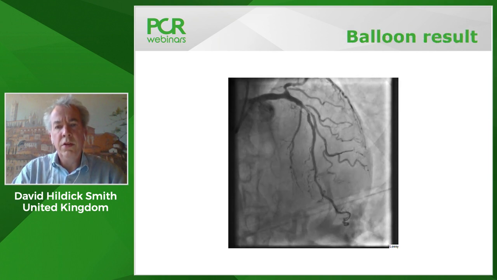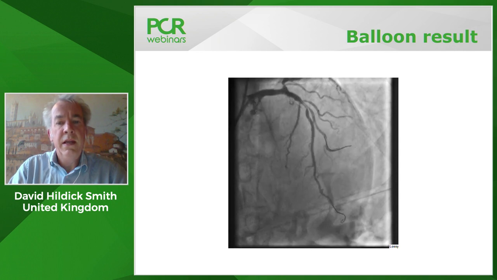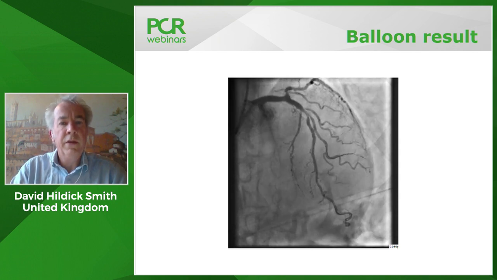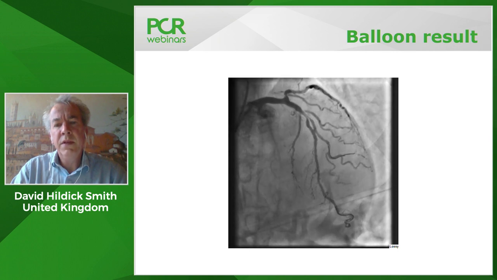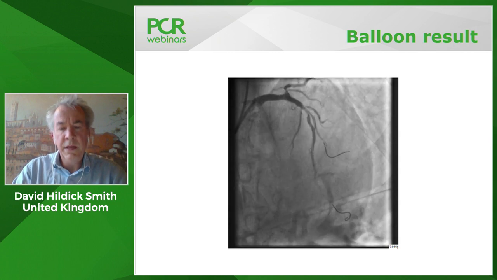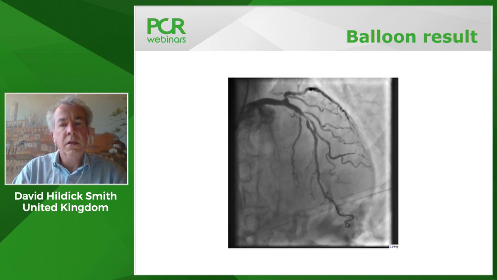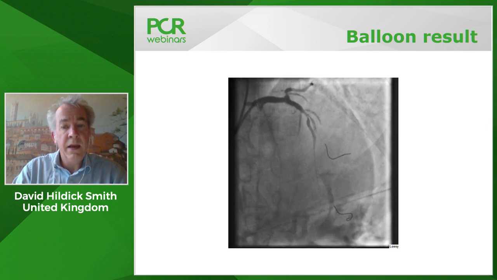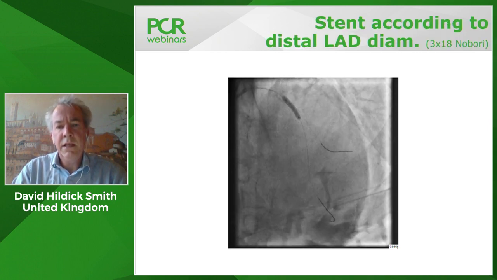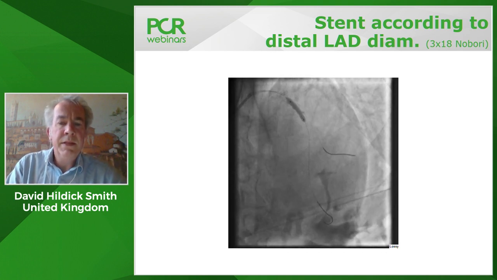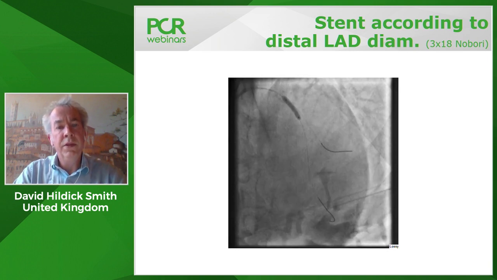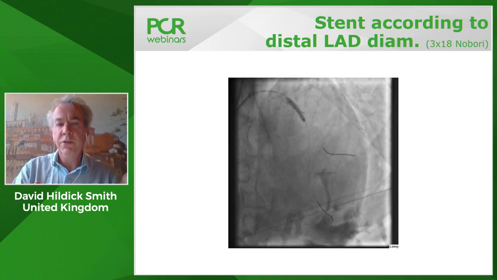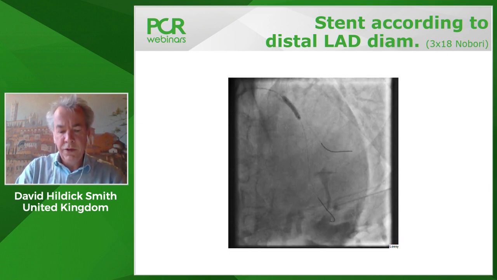And then we look at the result. Not very surprisingly, there's good flow, slight opening of the area. We give some nitrate, perhaps. Choose the size of the stent. Now, the stent will be chosen according to the distal diameter of the LAD here. And I think in this case, it was probably a 3-millimeter stent, 3 by 18, you can see there, giving enough room beyond the lesion and before the lesion to be able to do both kissing and POT. So this is a very straightforward first part of the procedure.